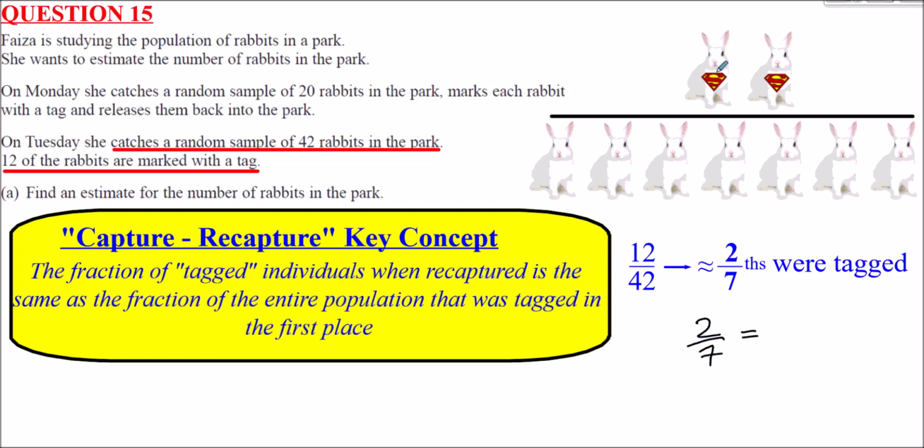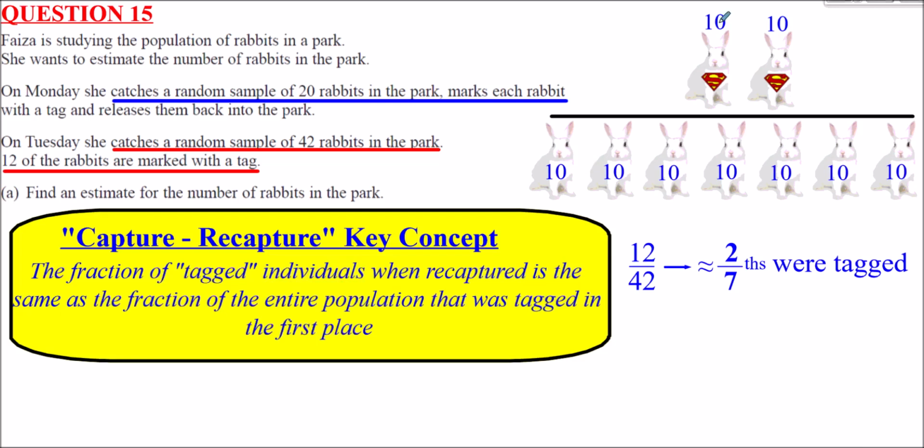2/7 must be the same as the 20 which were marked out of the grand total number of rabbits in the population, the grand total in the park, which is what we're wanting to find. So if those two bunnies at the top represent actually 20 rabbits, each bunny picture can represent 10 bunnies. Those 20, so 10 here and 10 for that one. Therefore, we've got 7 lots of 10 at the bottom, because we've got 7 bunnies at the bottom. So 2/7 is 20 out of 70. In other words, 20 out of the 70 rabbits in total in the park were marked. In other words, our best estimate, there must have been about 70 rabbits in total.